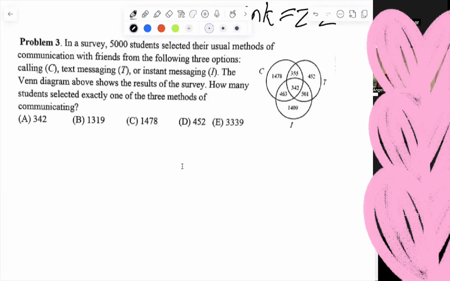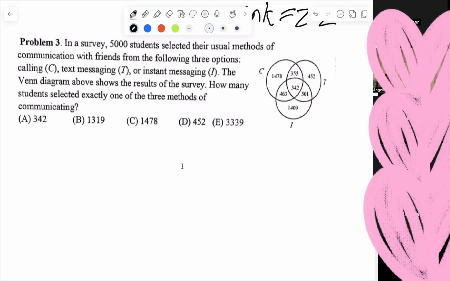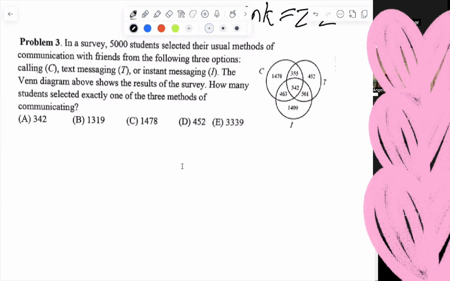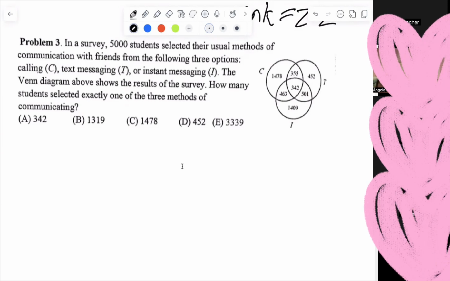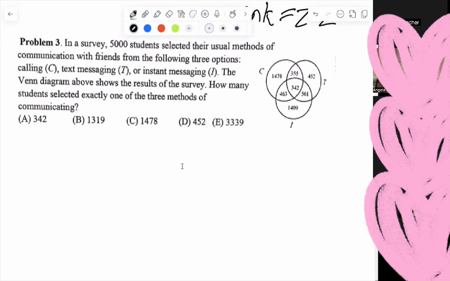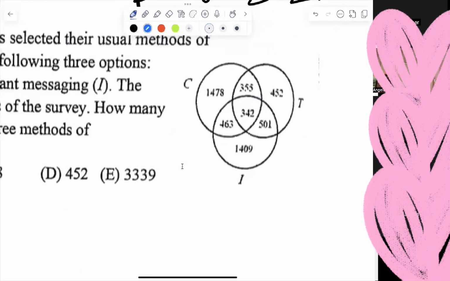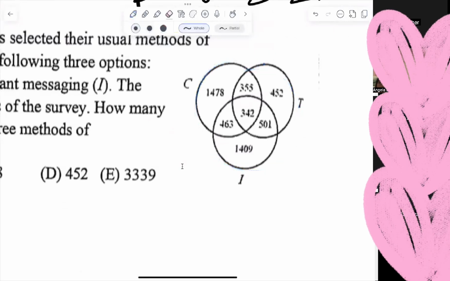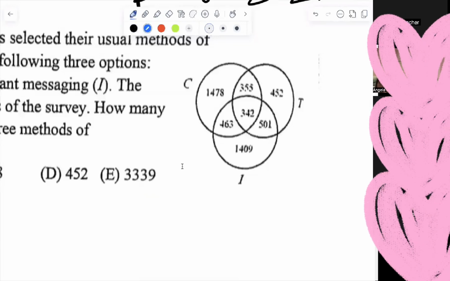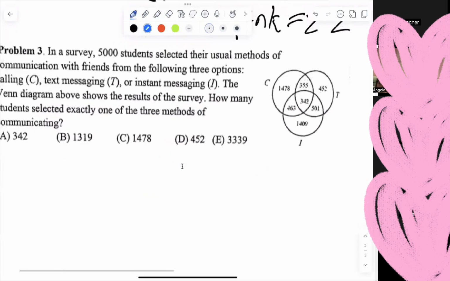Okay, so what we want to do is find the ones that are not above 1. So they only chose one method only, right? This means that we cannot have intersections. As we can see in the Venn diagram right over here, let's zoom in. As we can see in the Venn diagram below, we do not count the intersections. Why? Because that means we at least had 2 or more methods of communicating.